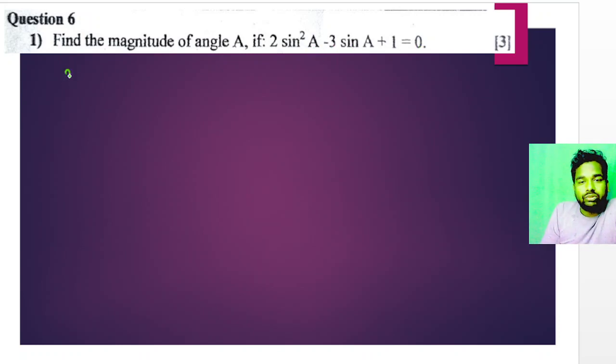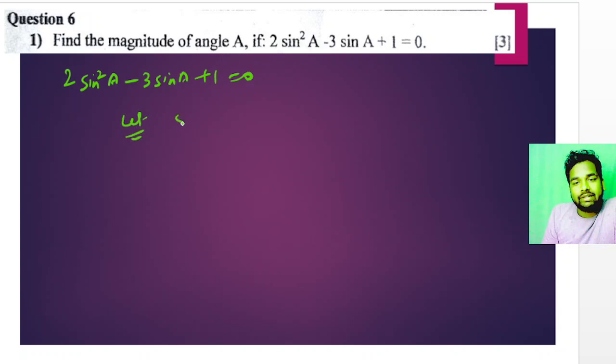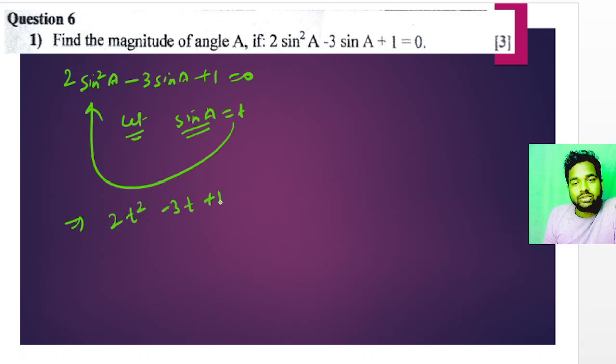So you can write the question here as 2 sine square A minus 3 sine A plus 1. Let me assign the letter T to sine A, so instead of sine A you are going to put T. Write it like this: 2T square minus 3T plus 1 is equal to 0. Now it became a quadratic equation.